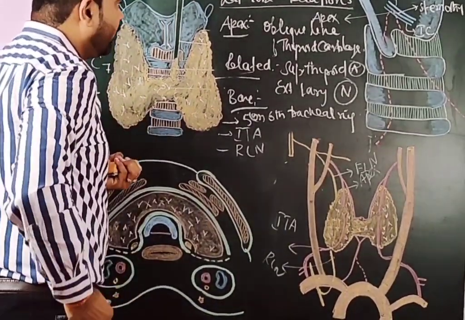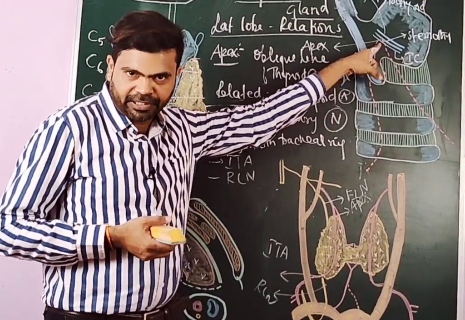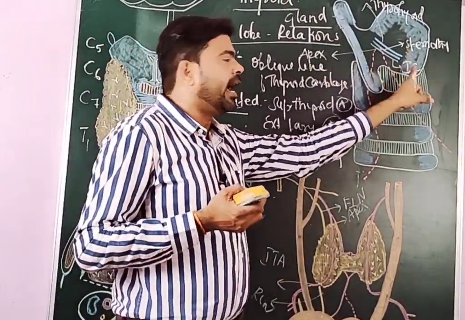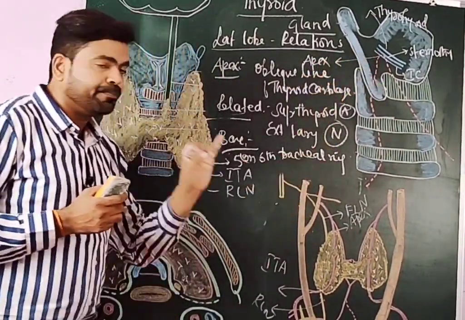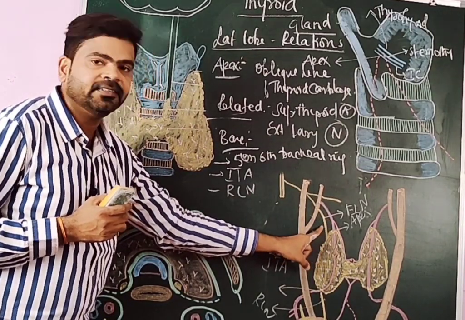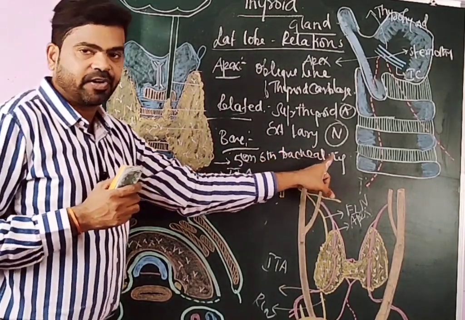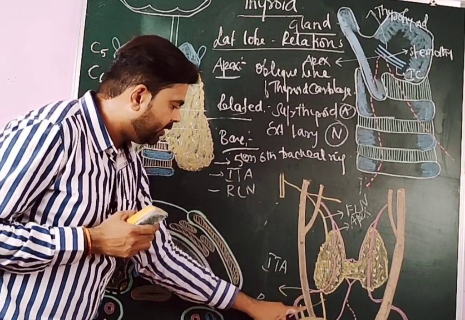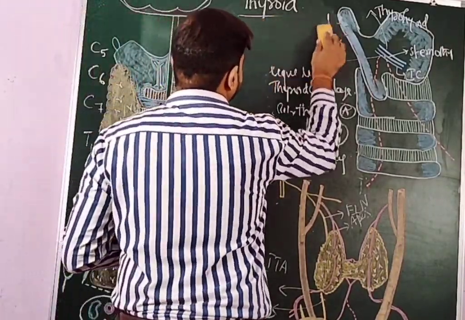So again I'll repeat about apex. The apex will extend above up to the oblique line of thyroid cartilage, and it lies between sternothyroid and inferior constrictor of pharynx. And then the apex is related to one important artery and nerve, that is the superior thyroid artery and external laryngeal nerve. And what about the base? The base is related to the 5th or 6th tracheal ring, and to one important artery, that is the inferior thyroid artery, and the recurrent laryngeal nerve. So this is about the apex and base.